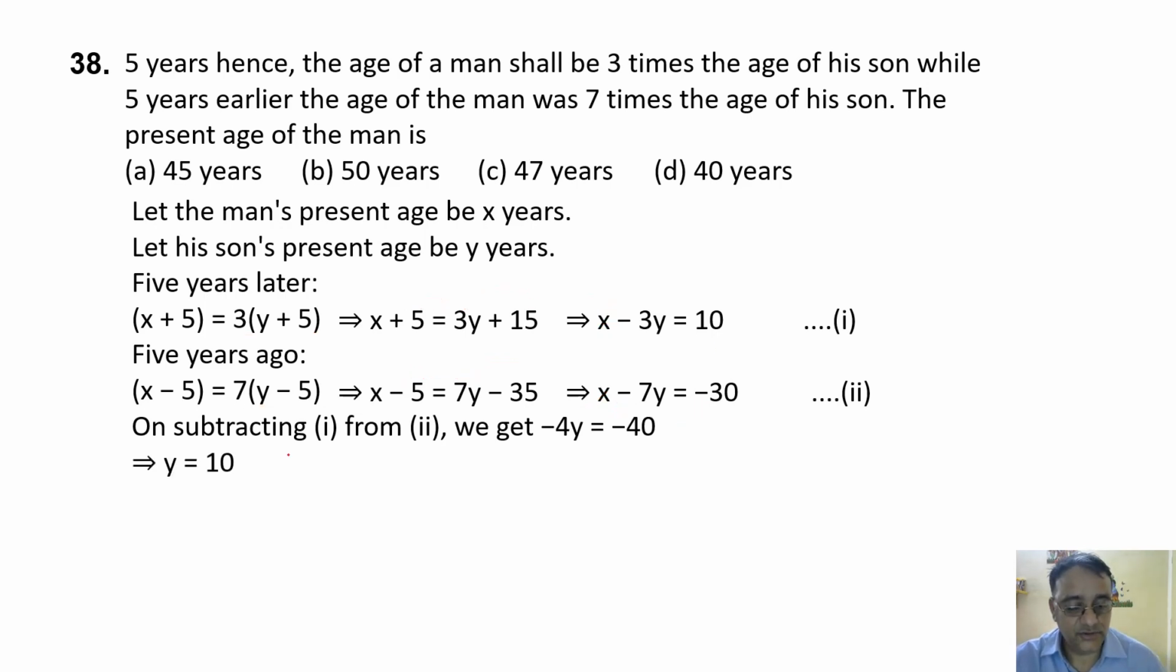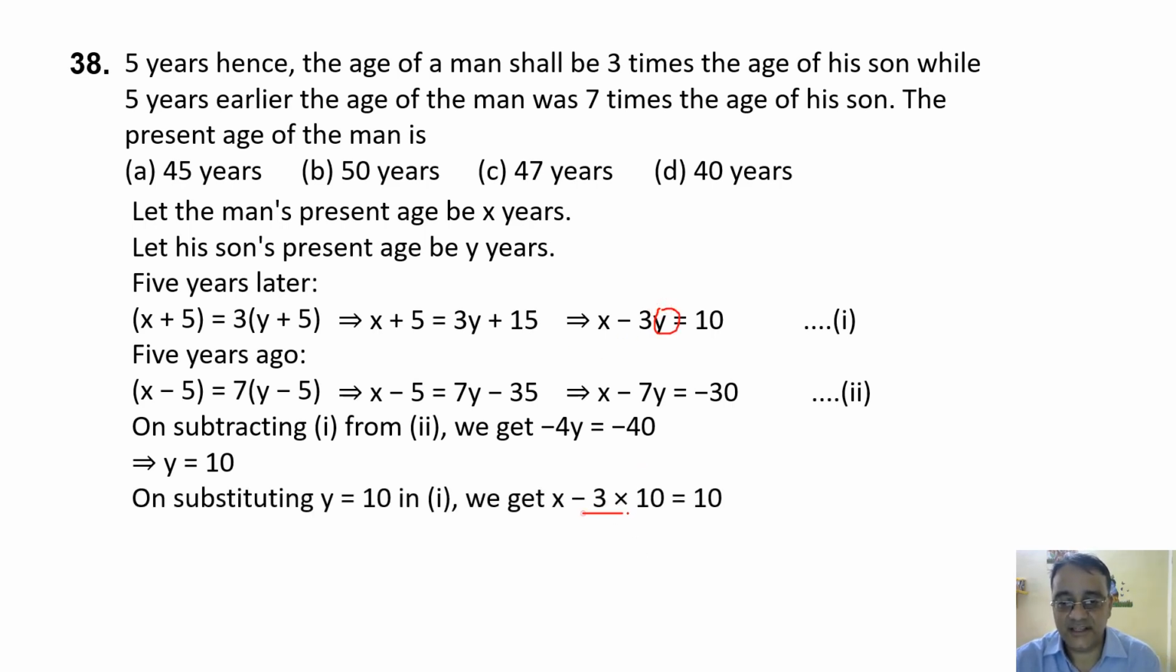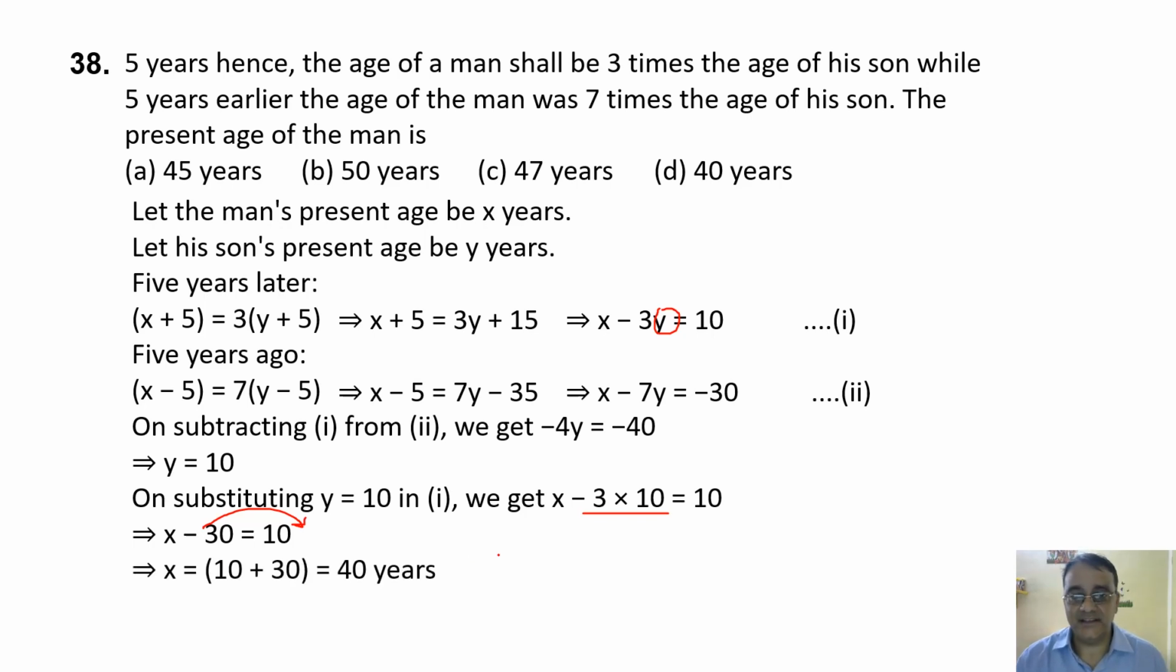Right, now substitute y is equals to 10 in here, this equation. So x minus 3 into 10, that is minus 30 is equals to 10. Minus 30 को इधर shift करो. So what you will get, x is equals to 40. Right. So which option is the correct one? Option D, right.